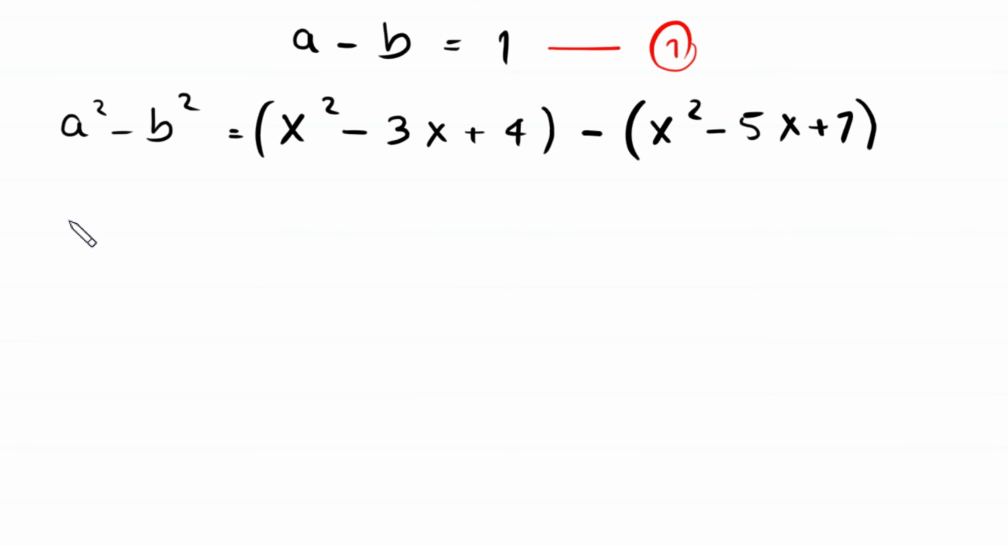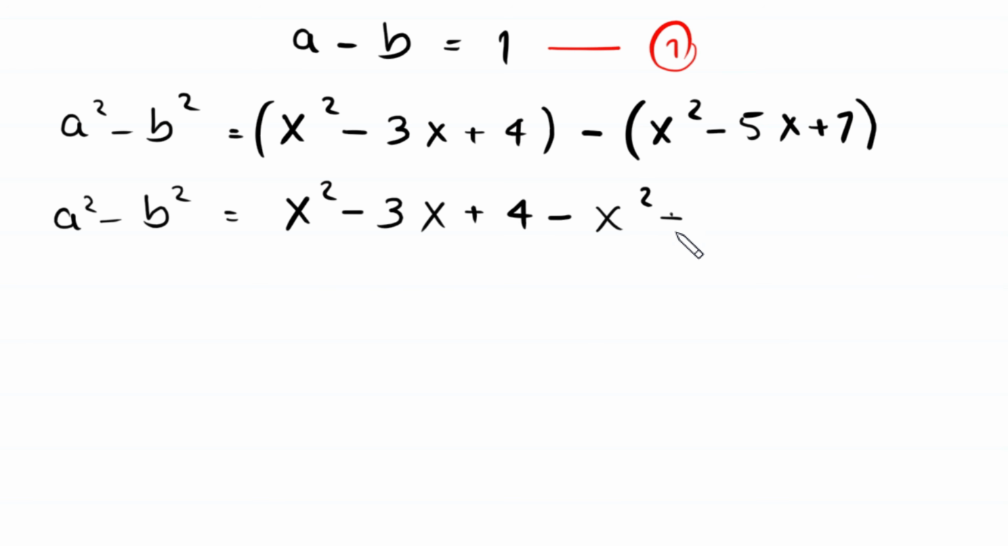Further simplify, this will become a squared minus b squared equal to x squared minus 3 times x plus 4 minus x squared plus 5 times x minus 7. This negative x squared will be cancelled out with this positive x squared, and 5x minus 3x will become 2x, and 4 minus 7 will become negative 3.